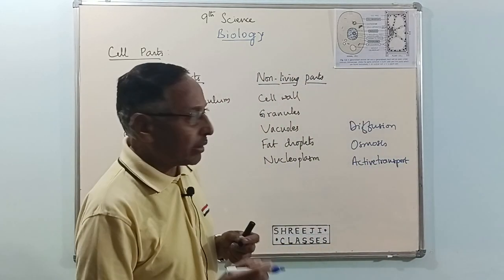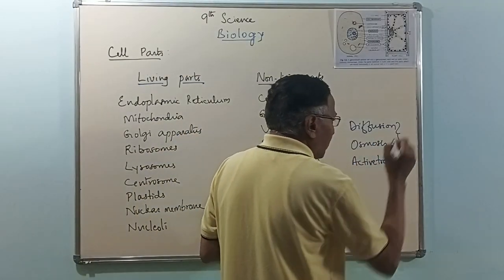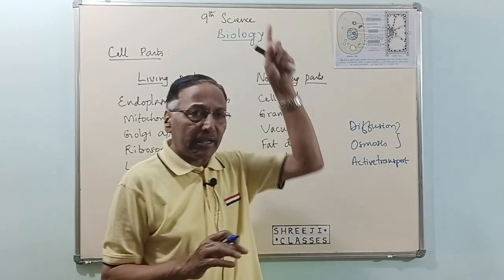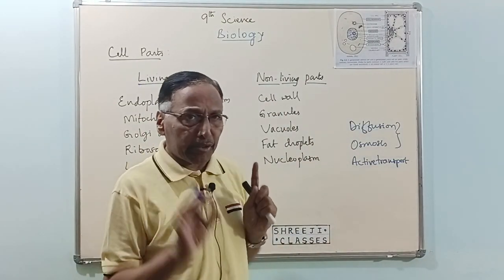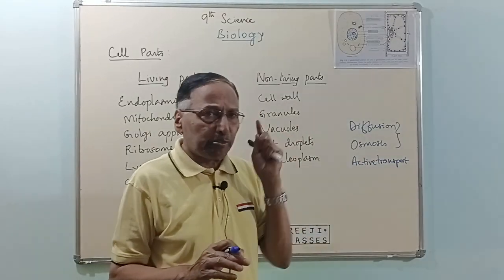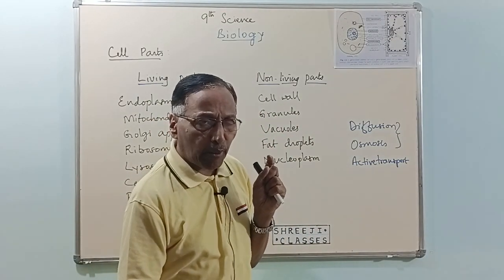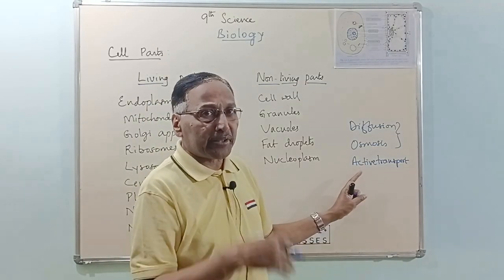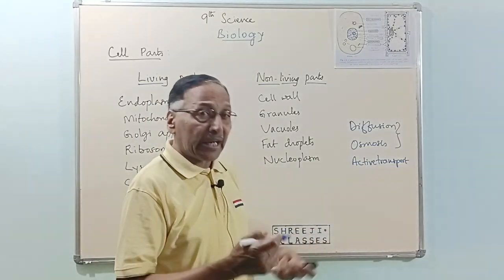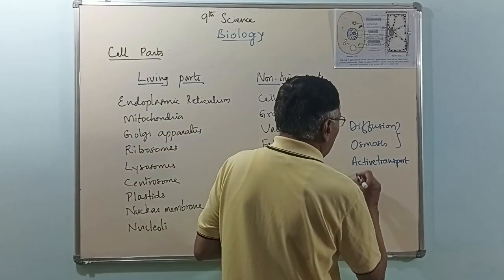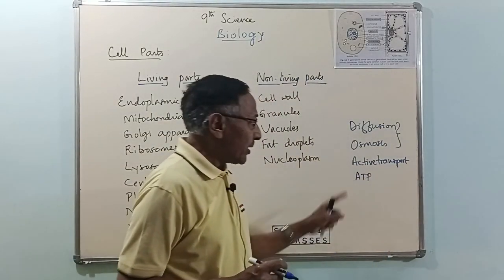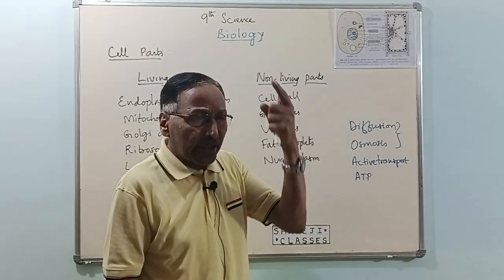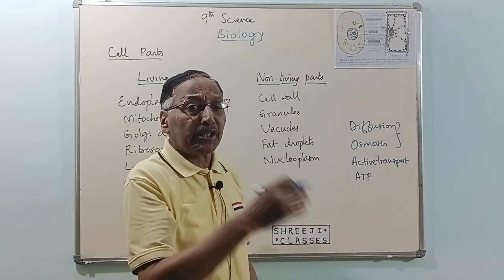In diffusion and osmosis, there is no energy requirement because materials move from a region of higher concentration to a region of lower concentration. Whereas in active transport, materials move from a region of lower concentration to a region of higher concentration. So there is expenditure of energy, and that energy is obtained from ATP, that is adenosine triphosphate. That gives the energy for movement of materials against the concentration gradient.